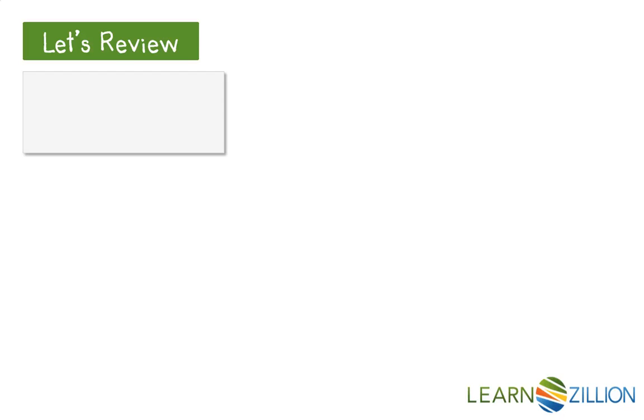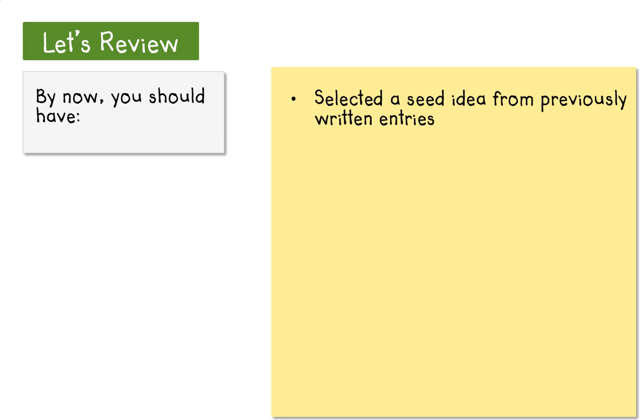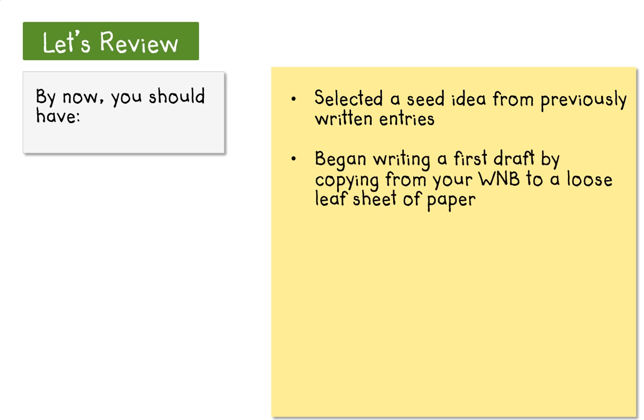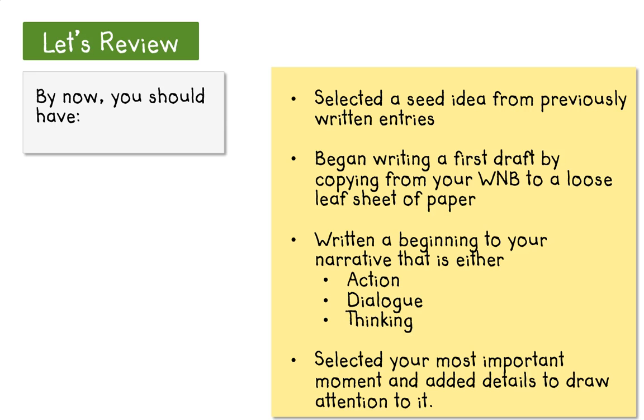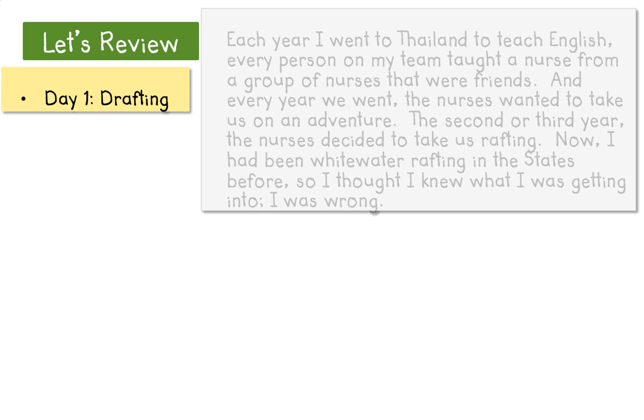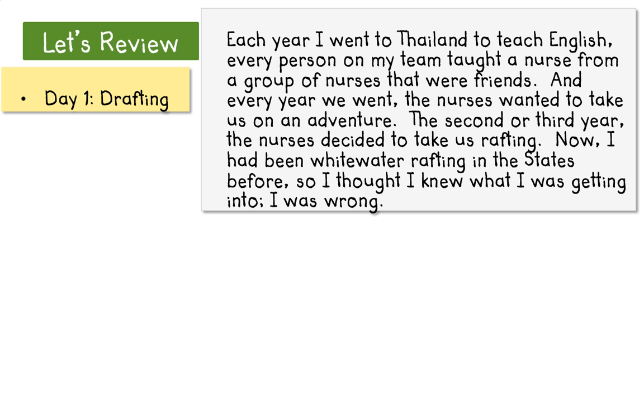Well, let's review what we've done so far. By now, we should have selected a seed idea from previously written entries, begun writing a first draft by copying from our writer's notebook to a loose leaf sheet of paper, written a beginning to our narrative that is either action, dialogue, or thinking, and then selected our most important moment and added details to draw attention to it. On day one, that looked like drafting, right? Selecting a seed idea and then drafting, and here's my example of drafting from that day.